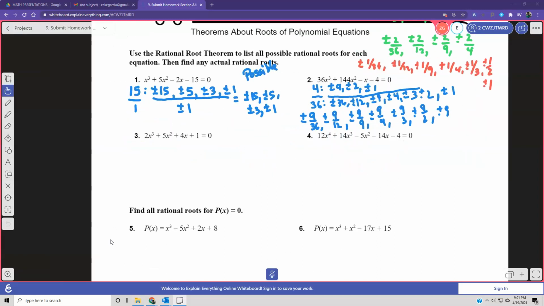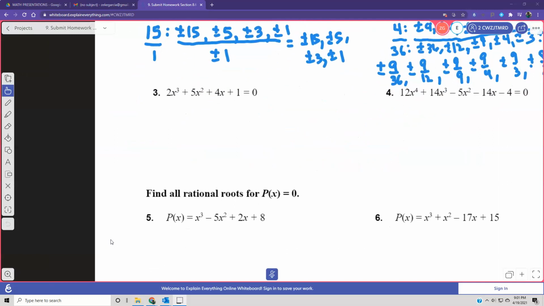Let's go to number 3. So what we're going to do is find the factors of the constant. In this case, it's 1. And then find the factors of the leading coefficient. In this case, we have plus or minus 2, plus or minus 1. So what are the possible roots? Plus or minus 1 over 2, plus or minus 1. And that's a very short list in contrast to number 2.